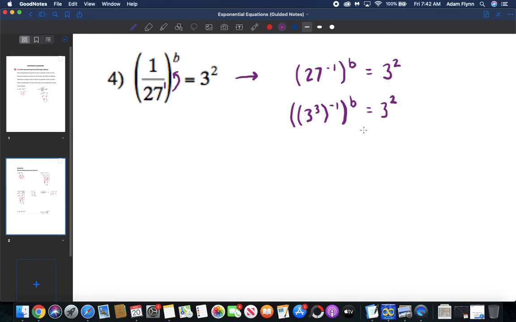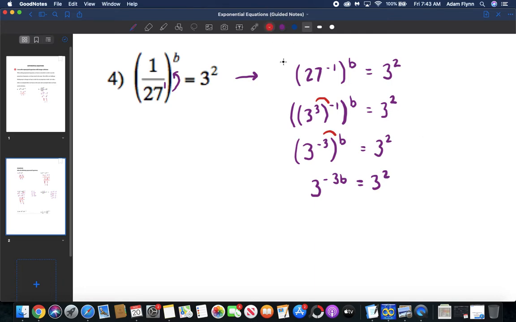Okay, so now I have two similar bases, so I can go ahead and proceed with the power rule. So for the power rule, I'm going to work from the inside out. So I'm going to multiply my 3 by my negative 1. So when I do that, I'm going to have 3 to a power of negative 3, still to a power of b, equaling 3 to the second power. I still have parentheses on my left side, so I can go ahead and do the power rule again. When I do that, I'm going to have 3 to the negative 3b, equaling 3 to the second power.